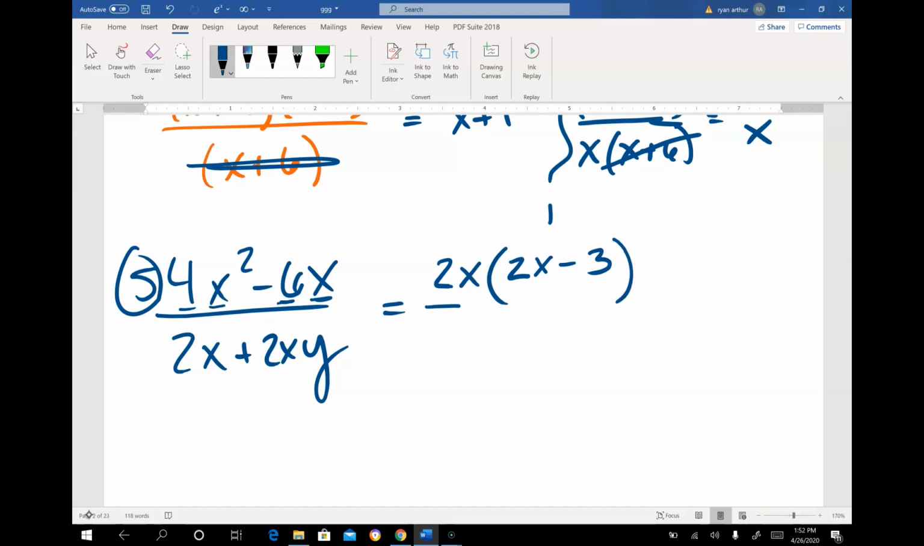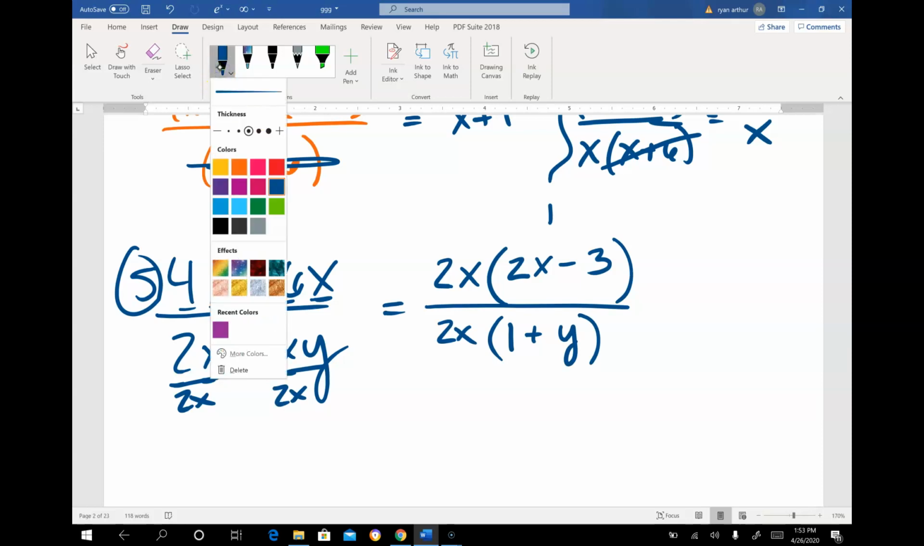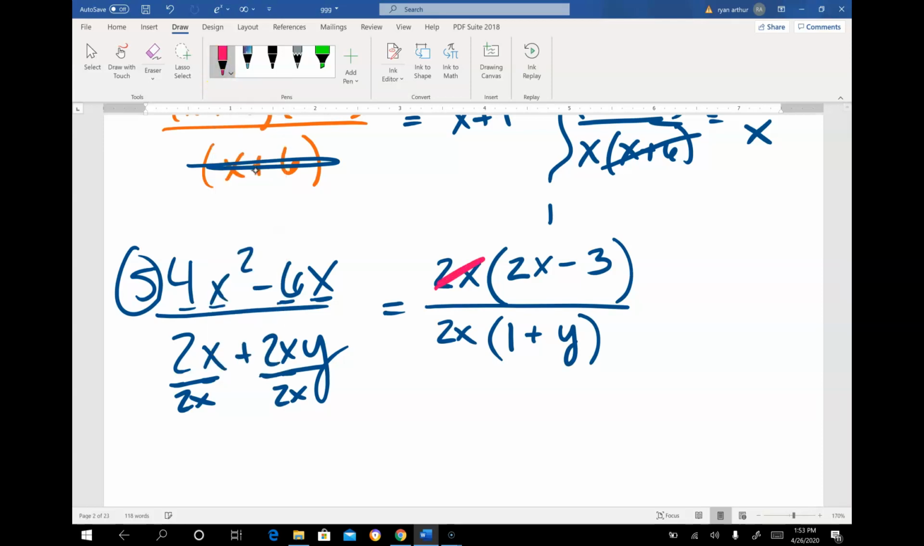But divided by, both of these have a 2 in common, so we're going to pull a 2 out. They both have an x, but they both do not have a y, so I can only pull out a 2x again. So when I pull that out, now, same thing. Remember, you're dividing. 2x divided by 2x is 1. That term does not go away, all right? Plus 2xy divided by 2x is just y. So the only thing here that I can cancel out is my 2x's. So my answer is 2x minus 3 divided by 1 plus y.